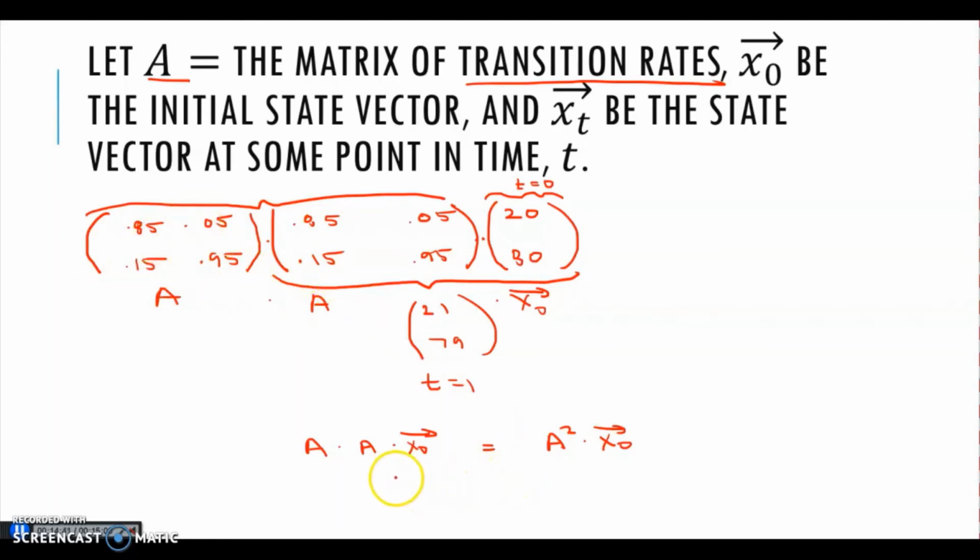And you can probably imagine that if I wanted to know, so this will give me my X sub 2, what we'll call X sub 2, which is the states at time 2. In the next video, we'll generalize this for what it should be at any given time, and then we'll proceed to figure out the steady state.